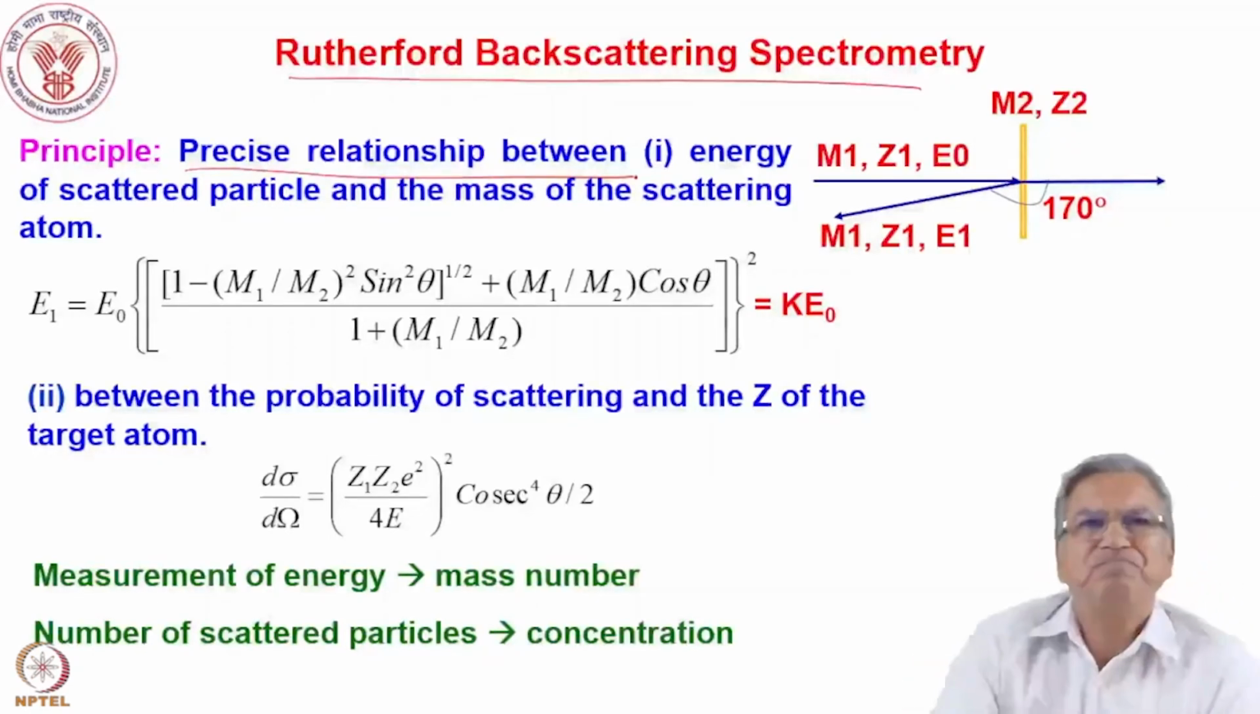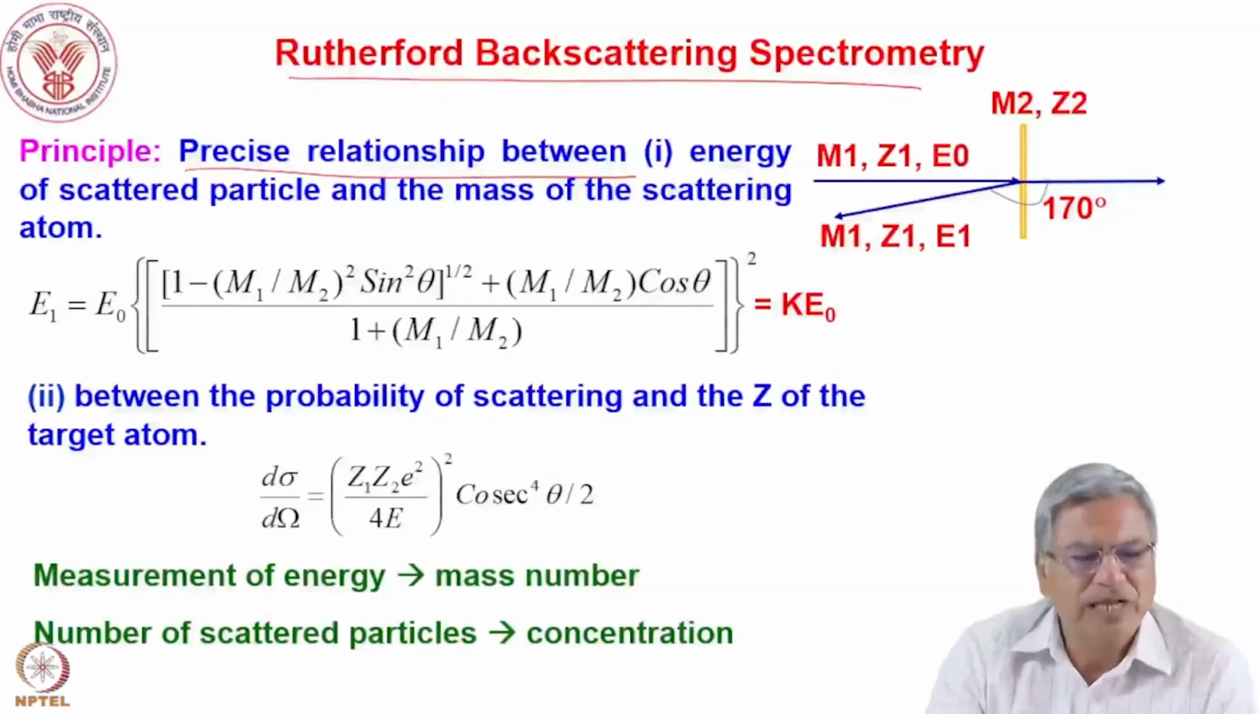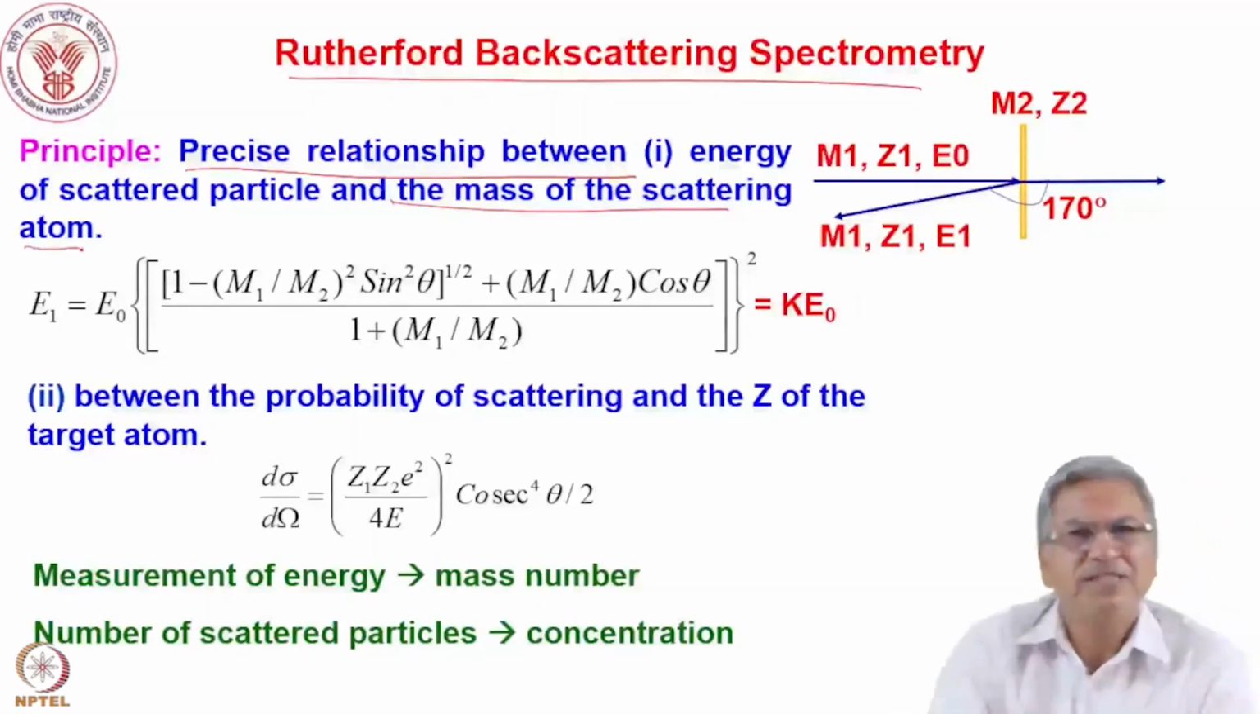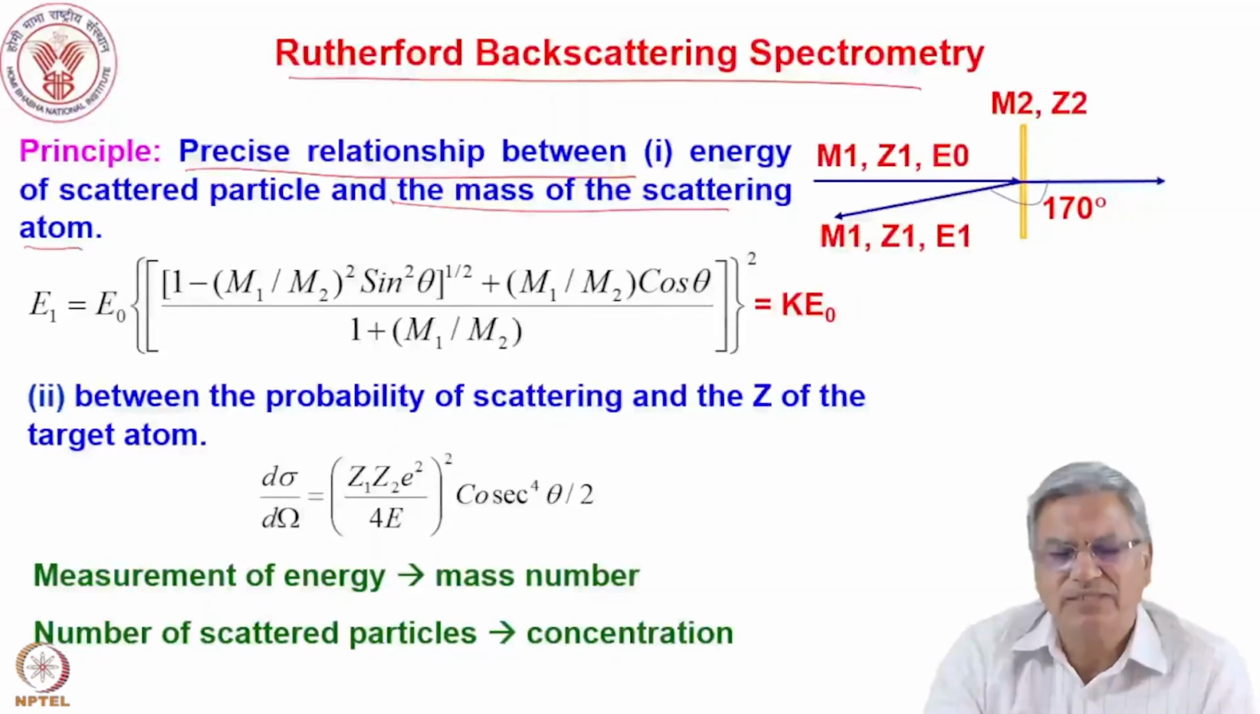precise relationship between the energy of the scattered particle, that is the projectile scattered, and the mass of the scattering atom. So basically it is an elastic scattering, and as we discussed in the lecture on nuclear reaction, in elastic scattering the kinetic energy is conserved, and you can calculate the energy of the backscattered ion exactly if you know the mass of the projectile, target, and the initial energy of the projectile, as well as the angle theta at which the scattering is going to take place.